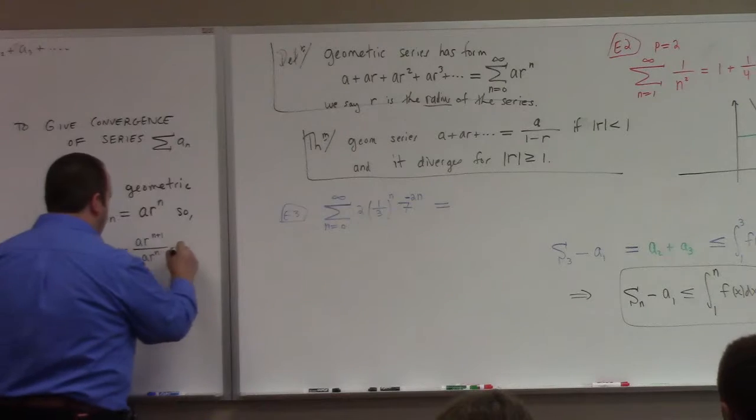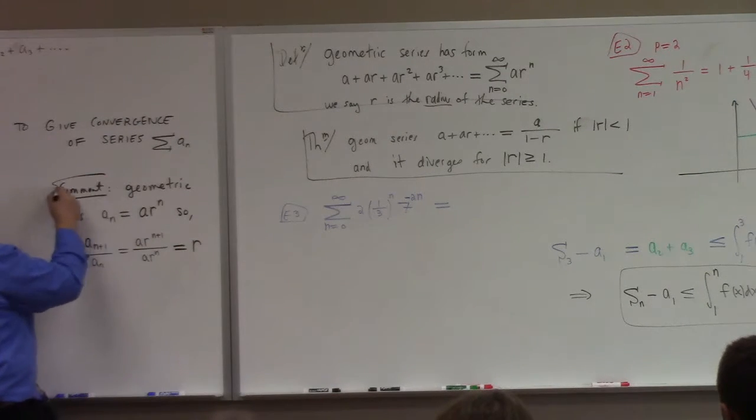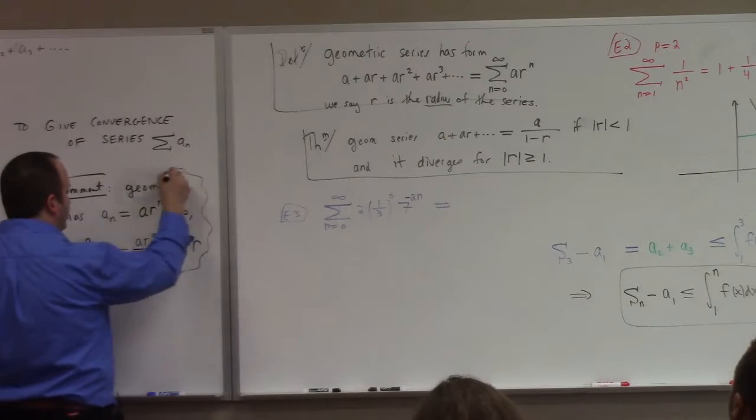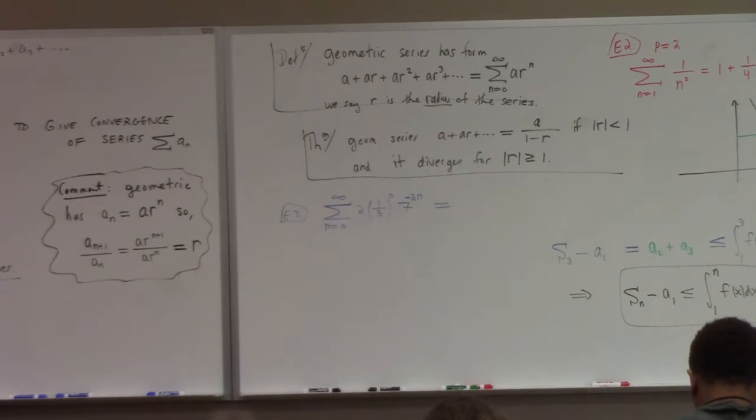If that doesn't happen, it's not geometric. So this comment you could also look at as the geometric series test. This is the geometric series test. If you can take the ratio of two subsequent terms and get it constant, well, that constant's the ratio, or the radius, and it's geometric. So is this a geometric series, right?